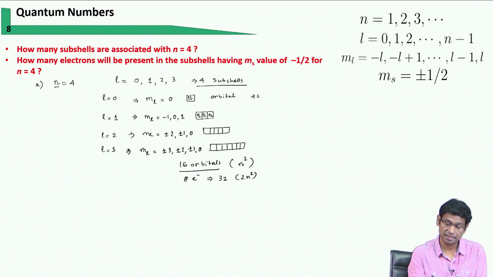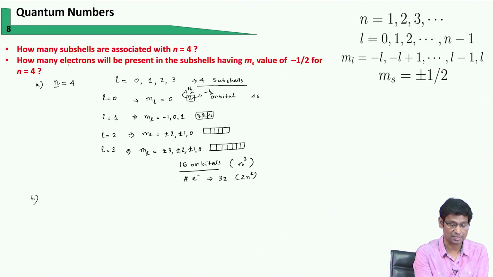Out of them, you see that in each orbital, one electron has spin ms equals plus half, the other one has ms equals minus half. So, one is alpha spin, another is beta spin, and that is happening in each orbital. So, since I have 16 orbitals, I have 16 electrons that can have ms equals plus half, and the remaining 16 electrons will have ms equals minus half. This concerns the second bit of this question.